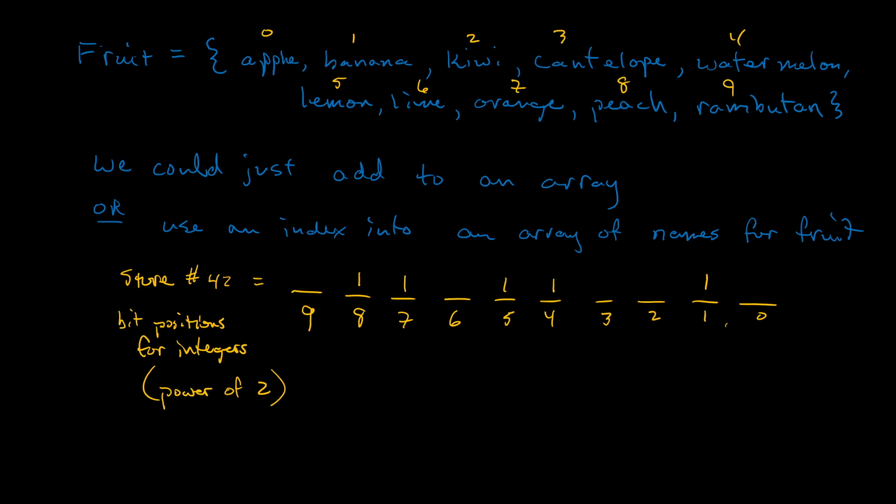So each bit position represents 2 to the 0th, 2 to the 1st, 2 squared, 2 cubed. In binary numbering, that's what we do. In base 10, it would be 10 to the 0th, 10 to the 1st. So we've used positional notation pretty much our entire life.